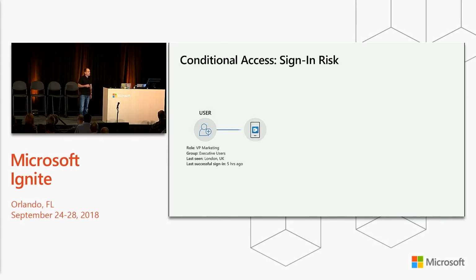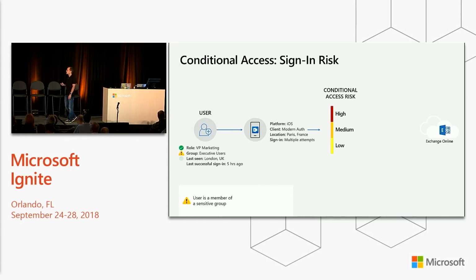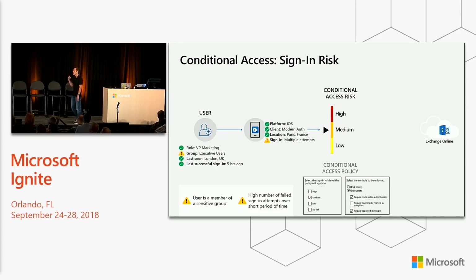So let's look at a few examples of how this works. So we have an executive marketing user, right? So a privileged type of user who last successfully authenticated in London, but now is attempting to authenticate in Paris. That's not potentially an atypical travel location, depending on the time frame. But what is interesting about this user is that they have failed to authenticate multiple times while in Paris. And so immediately, the intelligent graph elevates that sign-in risk to a medium threat level.